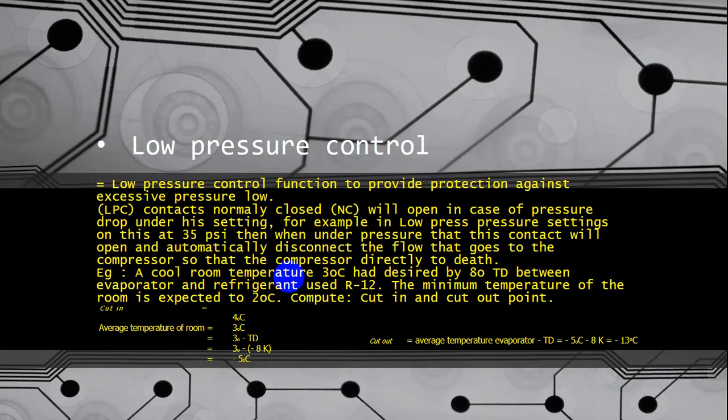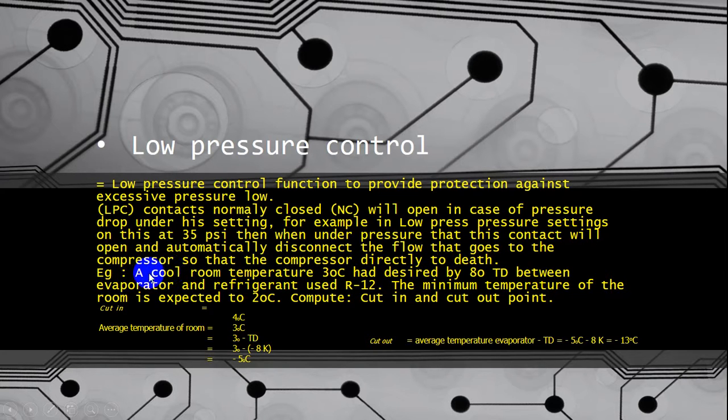For example, the low pressure setting is at 35 psi. Then, when the pressure drops under it, this contact will open and automatically disconnect the current that goes to the compressor, so that the compressor stops directly.